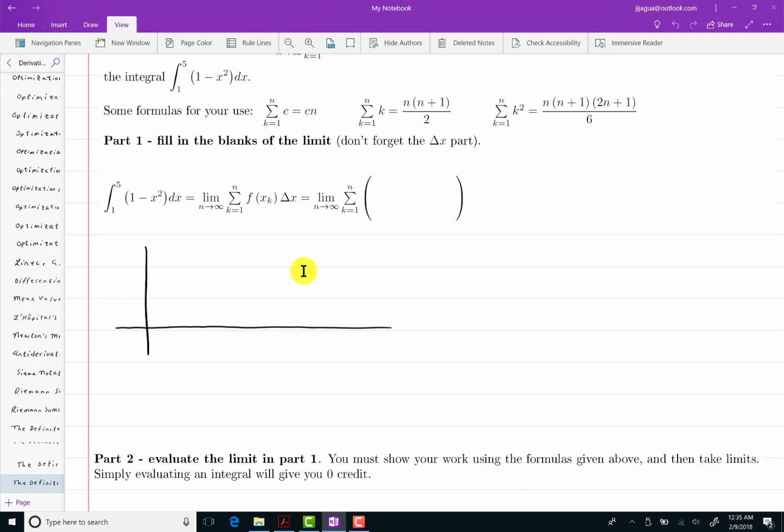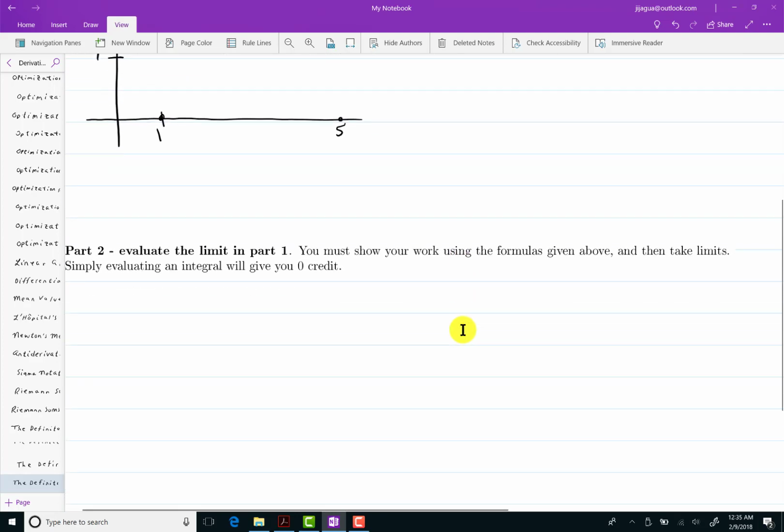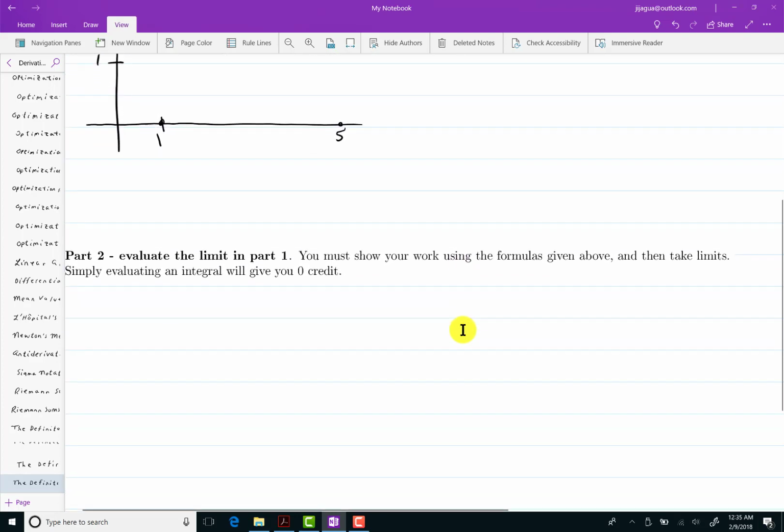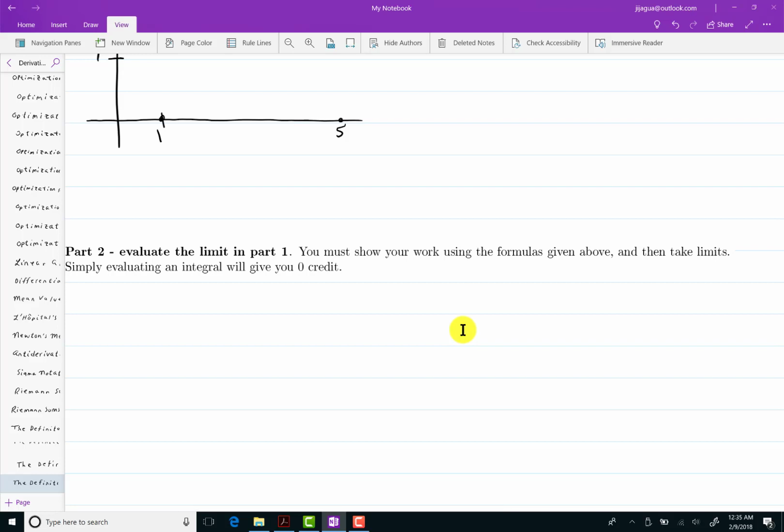It has a height of 1. Now, what's funny is that when x is equal to 1, this thing is 0. And then when x is equal to 5, the thing is negative 24. So the graph actually is all negative. It starts up here and goes like this. I think maybe I'm going to do some exaggeration here.